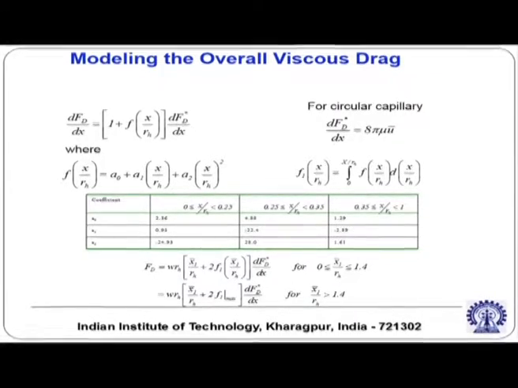So, doing numerical simulations for the cases where all three regimes are present, the results can be suitably normalized in this particular form, where the axial gradient of the drag force is equal to a factor greater than 1 times the gradient of the drag force for a fully developed flow. And the question is, how do you calculate the gradient of the drag force for a fully developed flow? Let us come to the board and explain that.